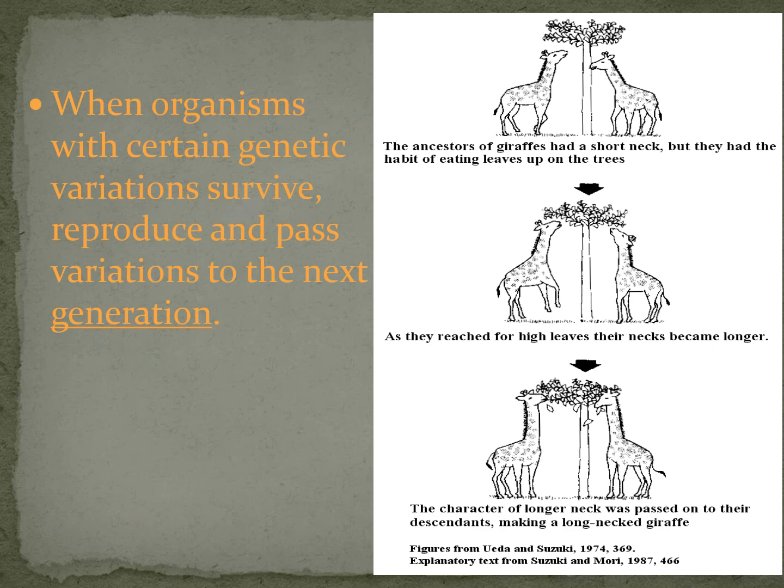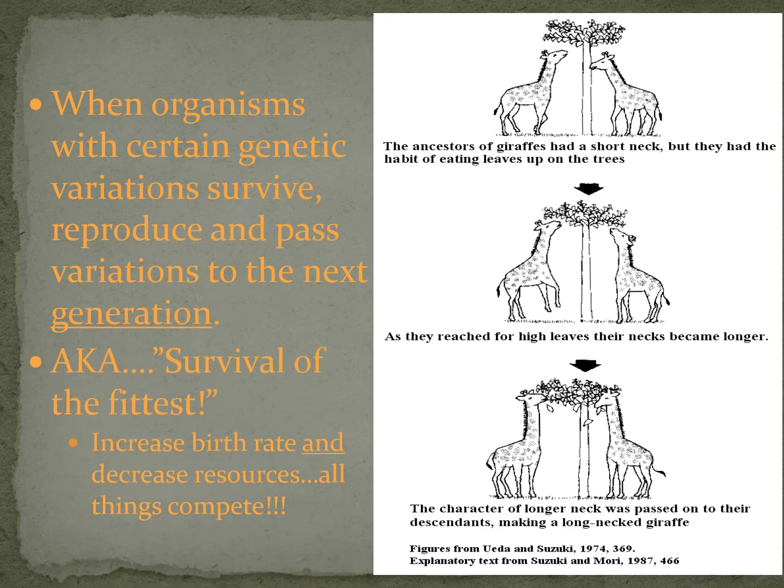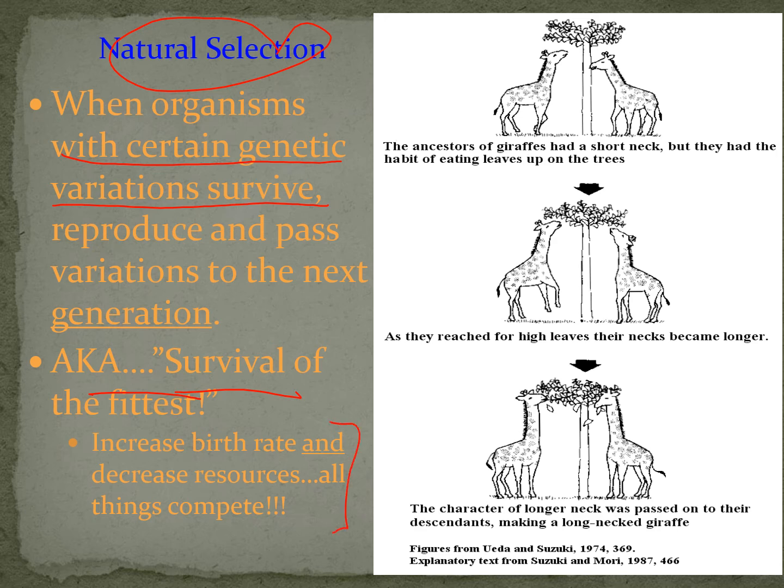But now natural selection is what we know as the survival of the fittest. This is when organisms with certain genetic variations survive and pass them on. This increases birth rate and decreases resources. All things compete. So if we're going to increase babies, we're going to obviously have our food sources limited.